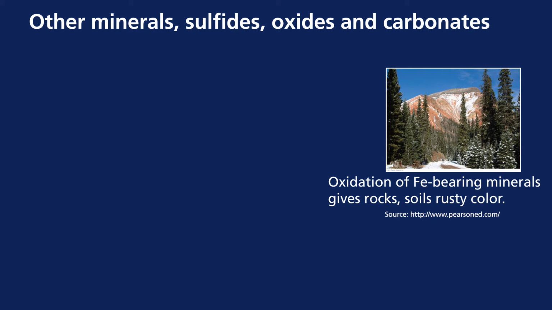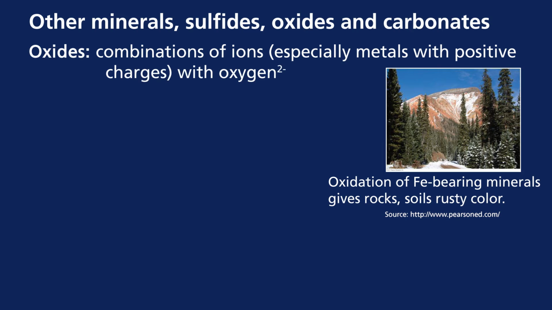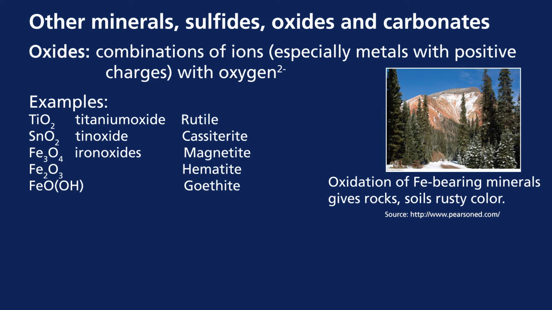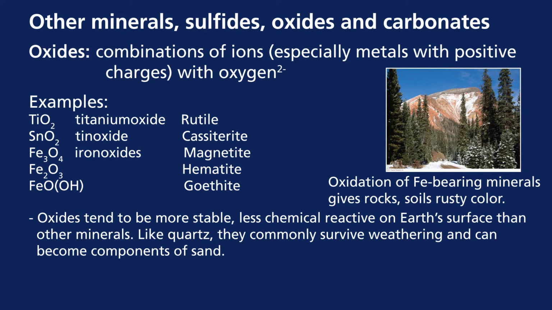Going on to oxides, they are a combination with oxygen. We have here different types. Titanium oxide is called rutile, tin oxide, cassiterite, iron oxide, 2 of them, magnetite and hematite, and lastly goethite. Oxides are more stable, less chemically reactive on the Earth's surface than other minerals. They commonly survive weathering, and like quartz, if you did not know this, are formed into sand.